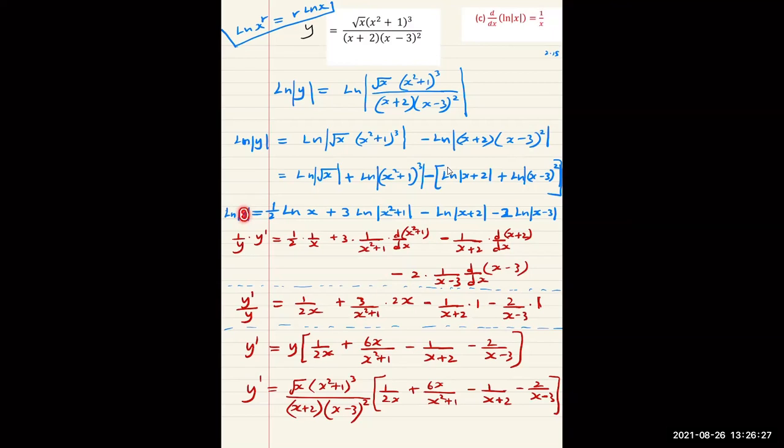So I have to go with the star rule, right? Think of this as your star. Then the derivative of your left-hand side would be 1 over star times the derivative of the star. You pay the penalty. And then let's take the derivative of this right-hand side. This is 1/2 times the derivative of ln x, which is just 1 over x.